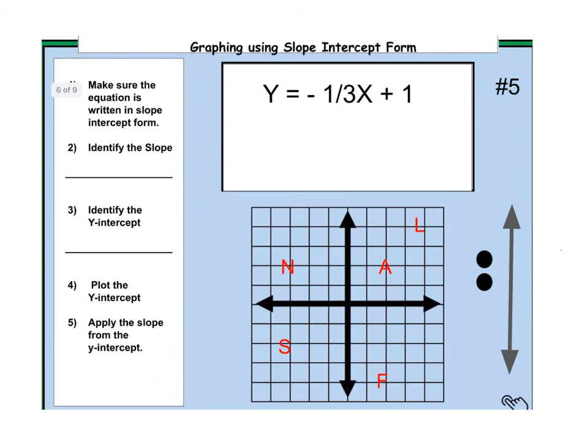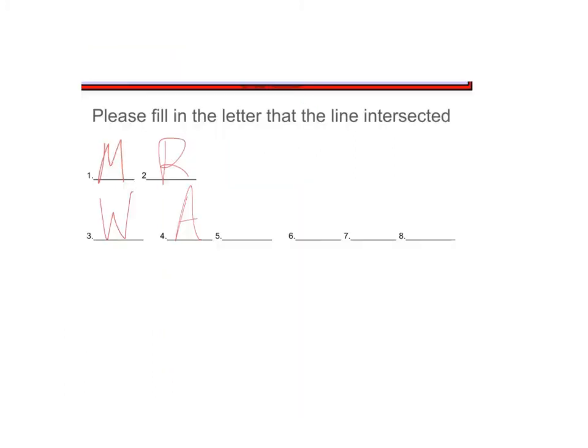Number 5, this one is also, the coefficient is already a fraction, so our slope is -1 over 3. Our y-intercept is +1. So we're going to go up 1 on the y-axis and put a dot. Now we're going to apply that slope. Down 1, right 3, or the inverse of down 1, right 3 is up 1, left 3. So this line is going to go through the letter N. Number 5 was N.